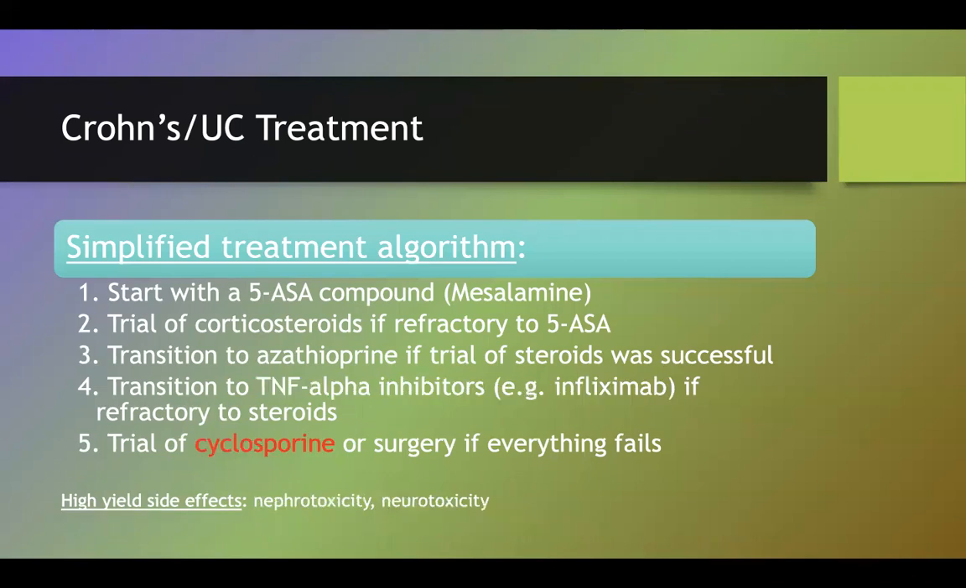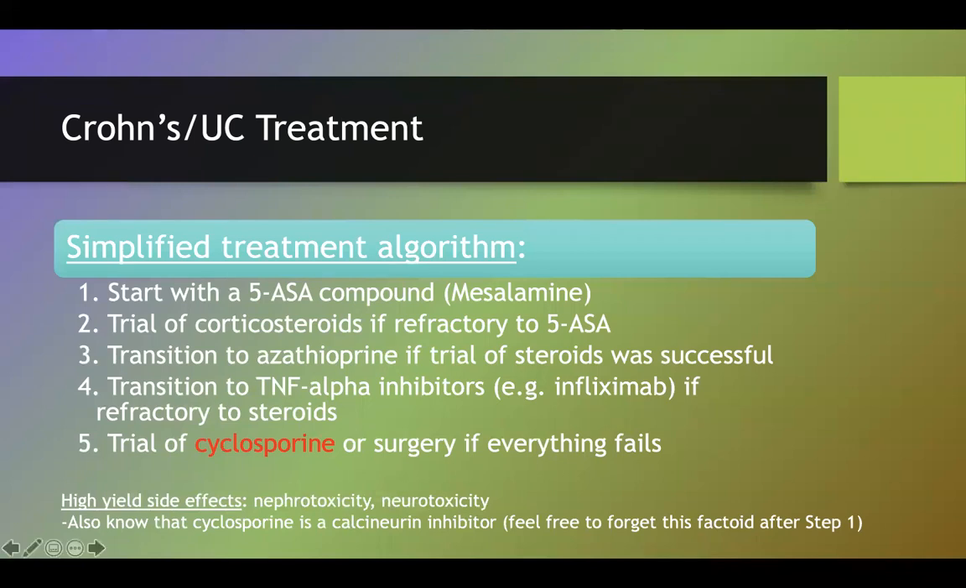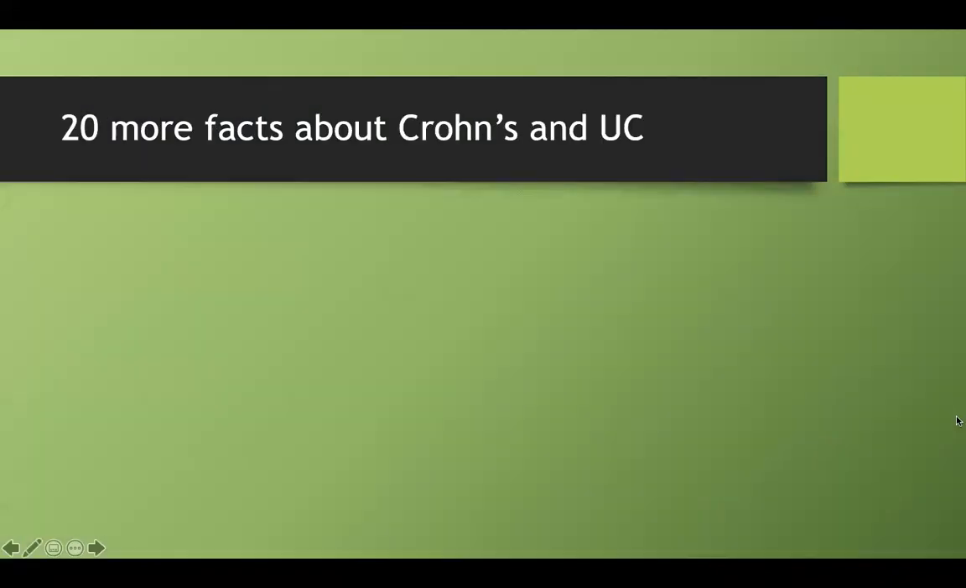Cyclosporine, you just need to know that it's nephrotoxic and neurotoxic. You also need to know for step 1 that it's a type of calcineurin inhibitor, which I actually had to look up before making this lecture because that's how low yield that last statement was.